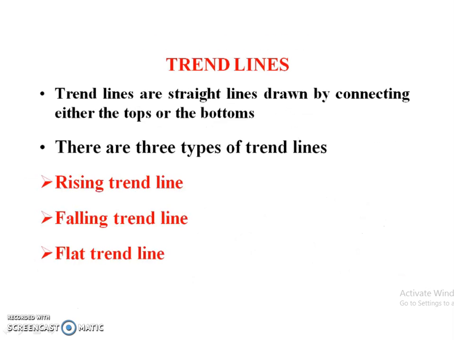Trend lines are drawn to understand more details about the trend. Trend line is a straight line connecting tops or bottoms, or both, according to the direction of the price movement. We should draw a rising trend line in uptrend, falling trend line in a downtrend, and parallel trend lines in a flat trend.